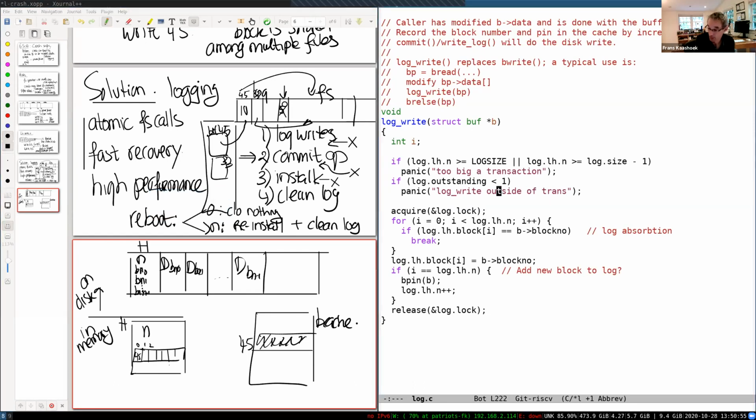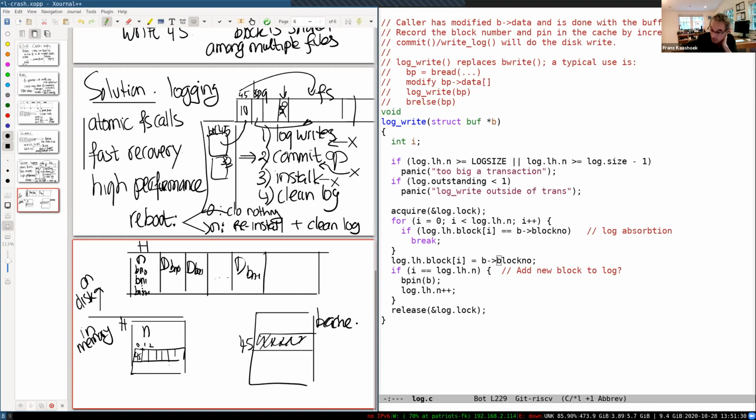The code is reasonably straightforward. It acquires a lock on the header and updates the header. In particular, the first thing it does is see if there's already a copy of 45, if 45 is already recorded as having to be written. If that's the case, nothing has to be done because 45 will be written. And so we're done. This is sometimes called log absorption.